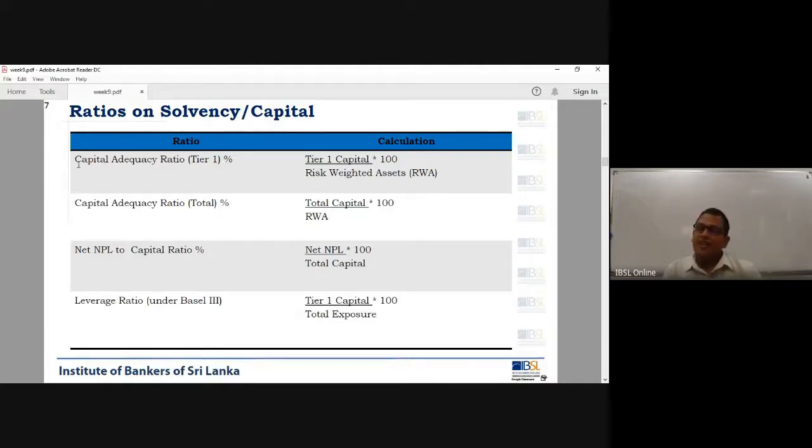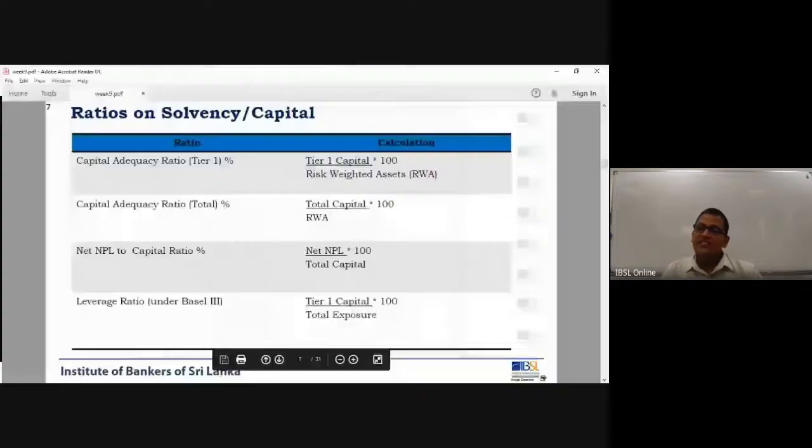I think now you all can understand why we are calculating the capital adequacy ratio and what the rationale behind it is.